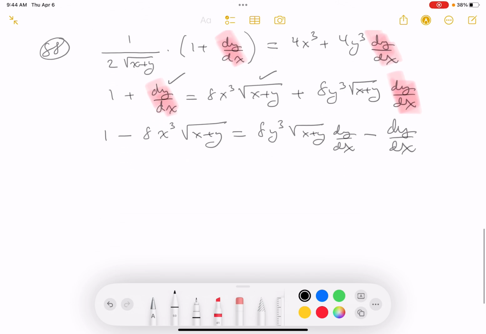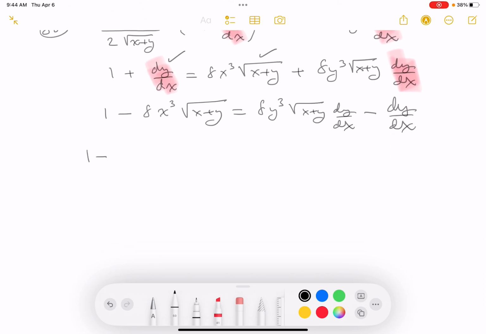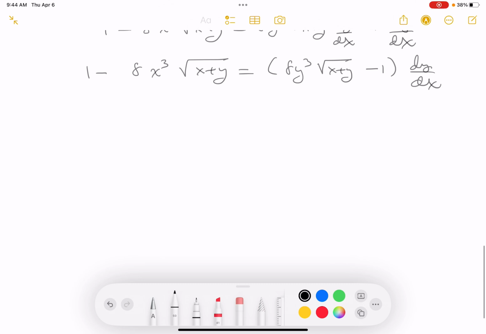Well, I'm going to factor it. I'm going to get the coefficient of dy/dx, by the way. And the coefficient would be 8y cubed, the root of x plus y, minus 1, times dy/dx. I'm going to divide both sides by the coefficient of dy/dx, and I get this over here.